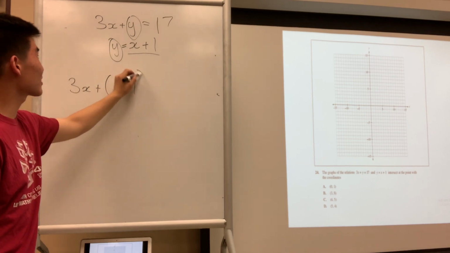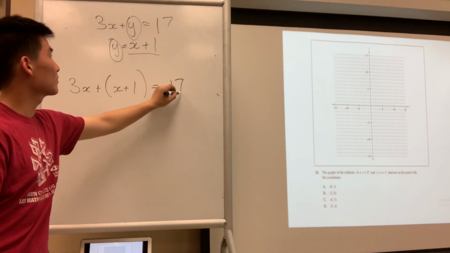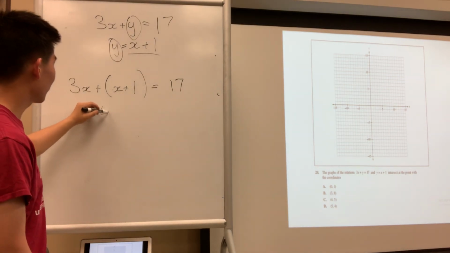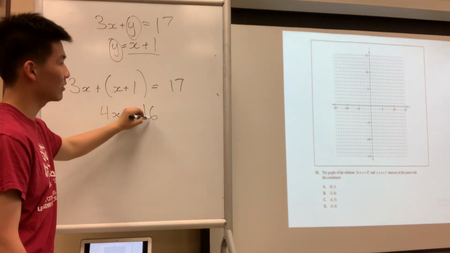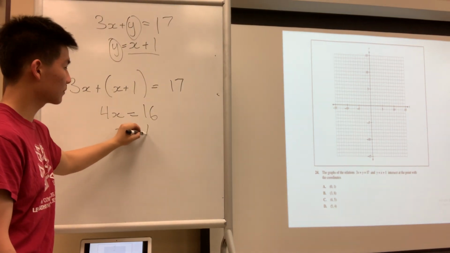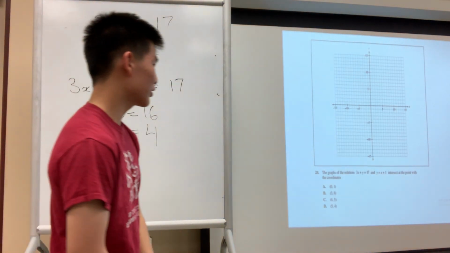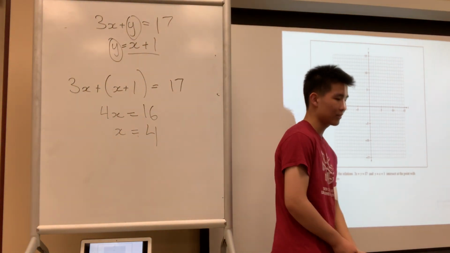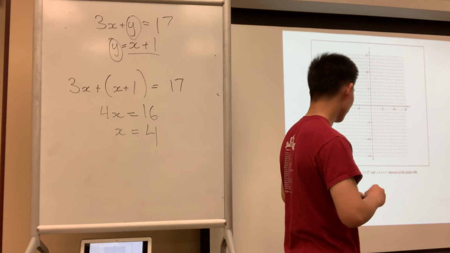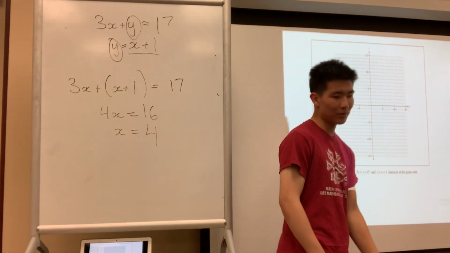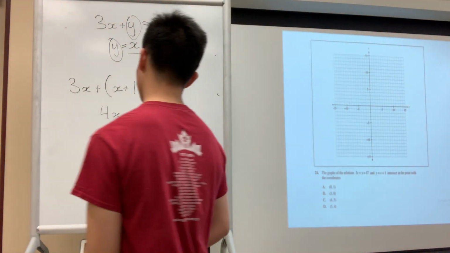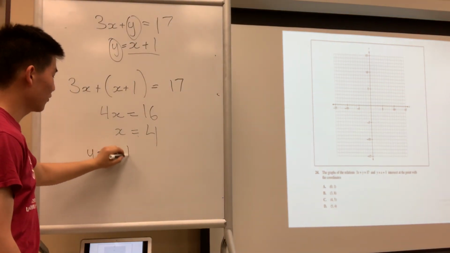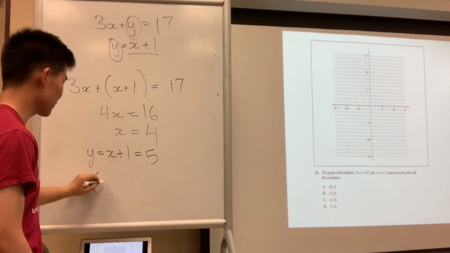So you get something that looks like this. If you wanted to solve, and now just solving for x, you get 4x is equal to 16, x is equal to 4. You can already solve the question now, because you notice there's only one answer that has an x coordinate of 4. But if you want it to be maybe extra, you have y is equal to x plus 1. 4 plus 1 is 5. So your ordered pair is 4, 5.